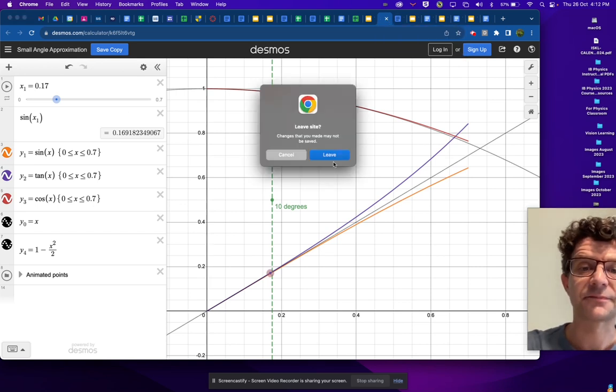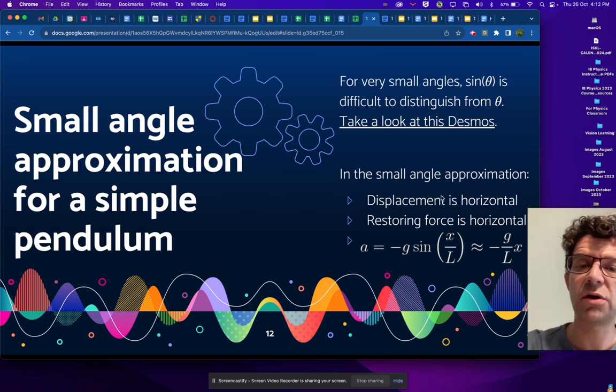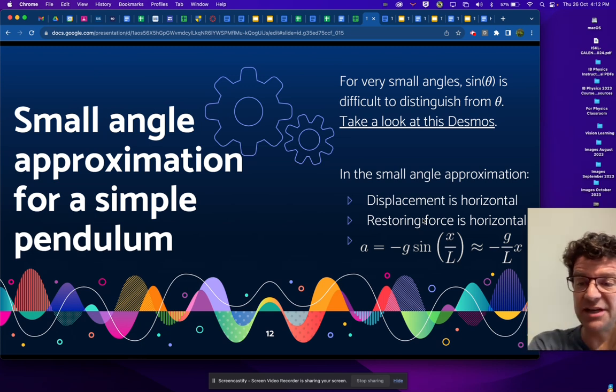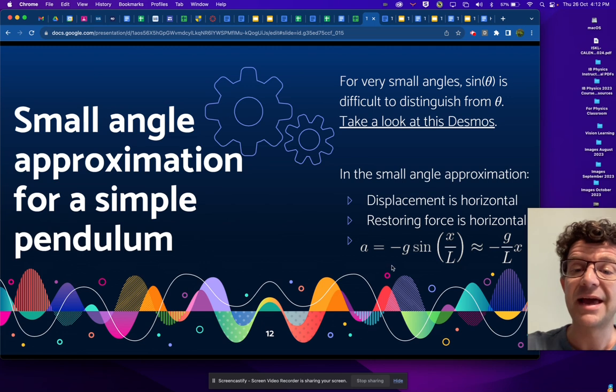All of this is to say that with a small angle, instead of sine of x, we can just use x. Or in the case of sine of x over L, we can just write this as x over L. So we think about the displacement now as being horizontal instead of along an arc, and we think of the restoring force as being horizontal because the pendulum doesn't move up and down very much. And now our acceleration is equal to negative g over L times x. It's proportional to the displacement and in the opposite direction, and the constant of proportionality is g over L.